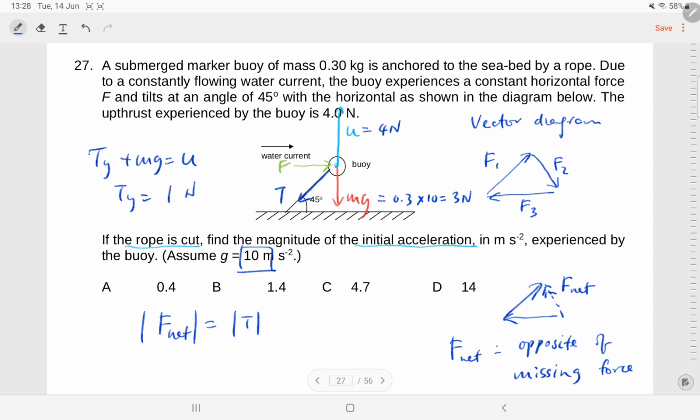Now we know Ty, we can find what T is, because T is simply equal to Ty divided by cosine 45. So that makes T square root 2. So F net equals square root 2 Newton and equals ma. So 0.3 kg times a. So square root 2 equals 0.3 times a. a equals 4.7, and the answer is C.